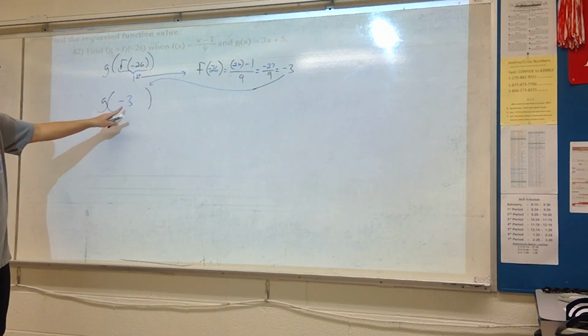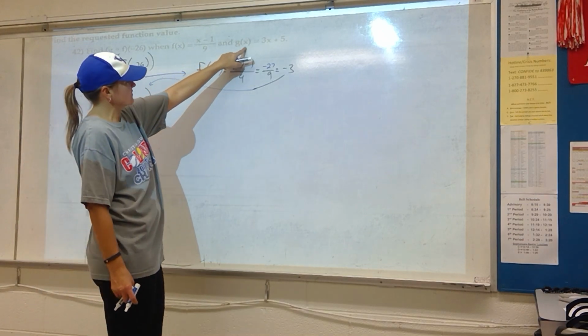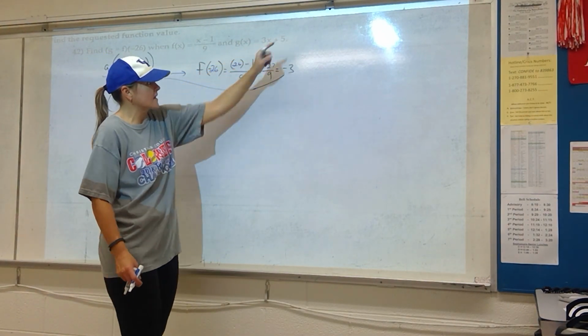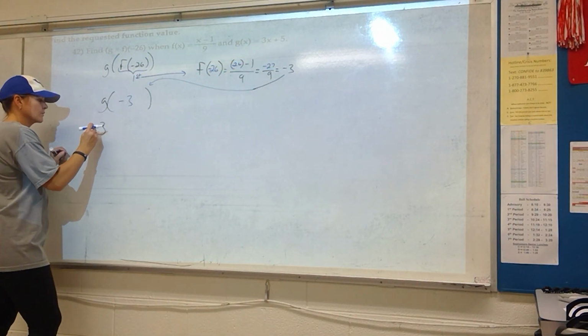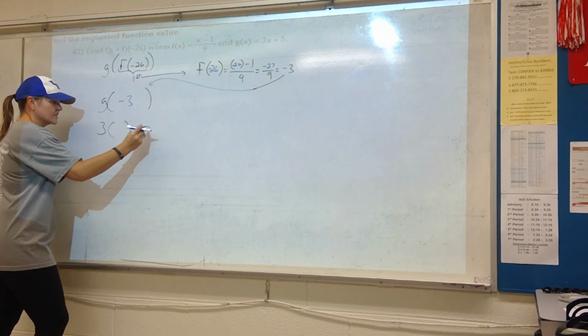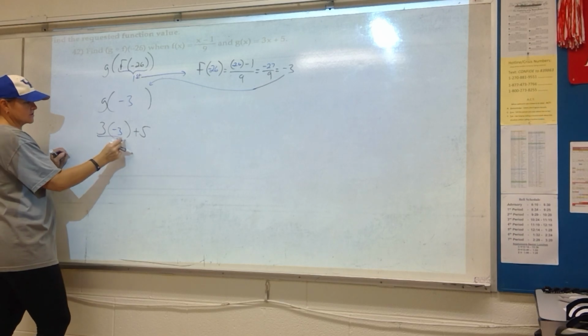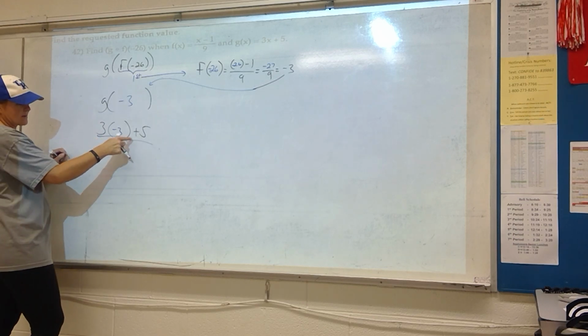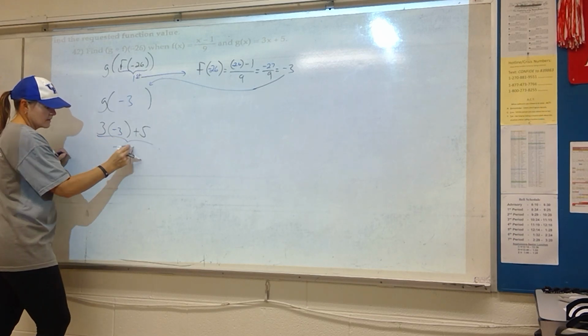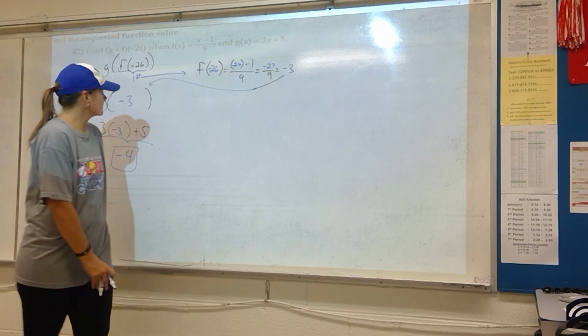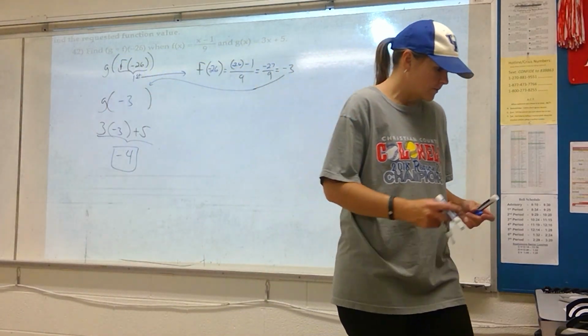So we're going to find the g of negative 3 now. So you're going to use the rule for g of something. G of something is 3 times something plus 5. The something is negative 3. You can type that in the calculator, or you can just use order of operations. Negative 9 plus 5. Negative 4. And that is number 42.